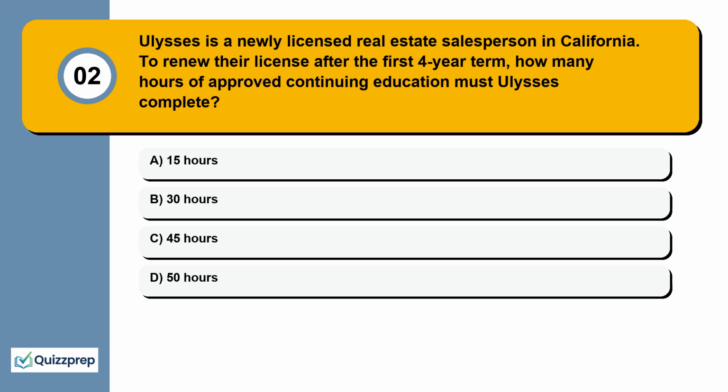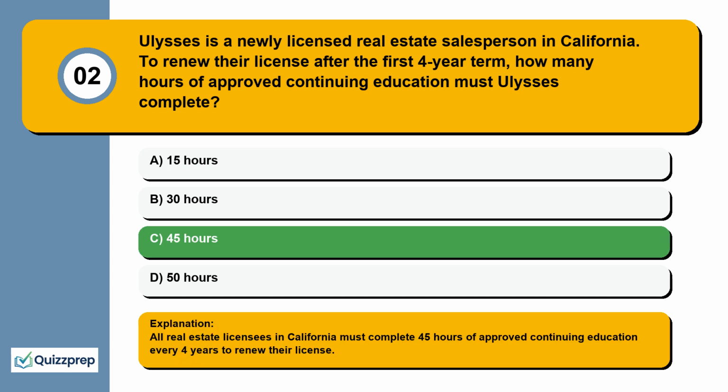Question 2. Ulysses is a newly licensed real estate salesperson in California. To renew their license after the first 4-year term, how many hours of approved continuing education must Ulysses complete? 15 hours, 30 hours, 45 hours, 50 hours.